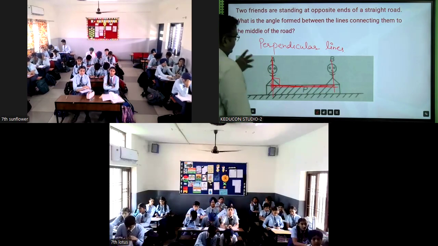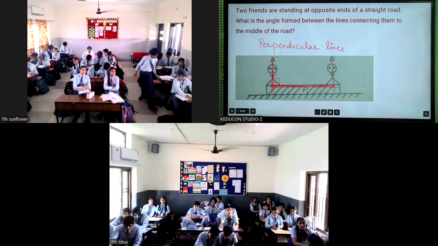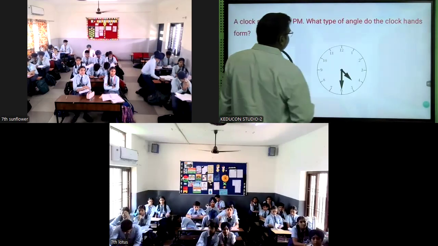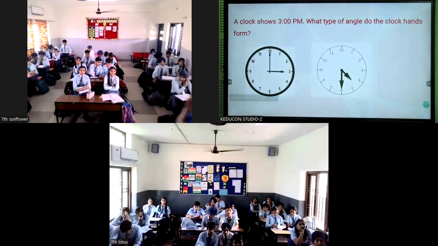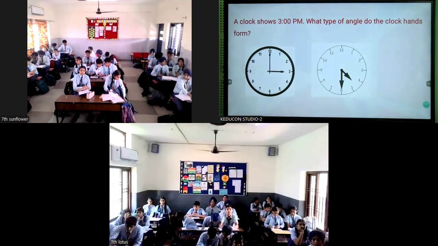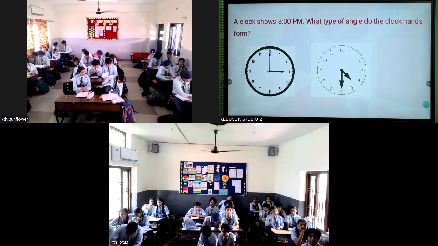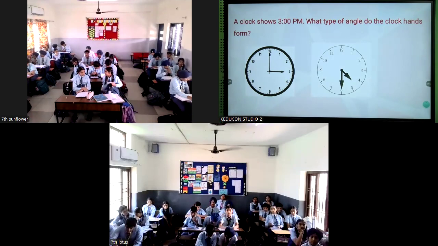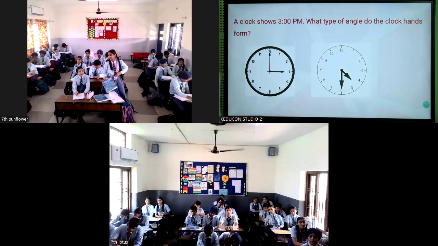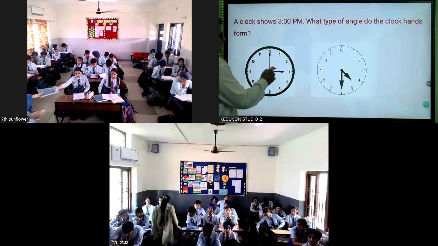The lines connecting them are perpendicular lines. Is this clear? Now comes the next question, students. A clock shows 3 p.m. What type of angle do the clock hands form? When it is formed, it is a 30-degree angle. Yes. What is the angle?